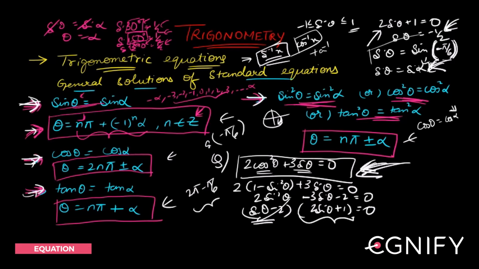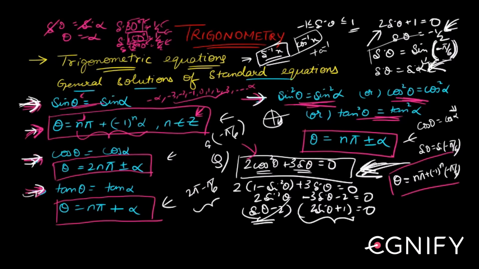So you have sine theta equal to sine of minus pi by 6, right? Now this is of this form. So the general solution is theta is equal to n pi plus minus 1 power n into alpha, where alpha is minus pi by 6. So this is the set of all solutions, all thetas which will satisfy this starting equation, right?